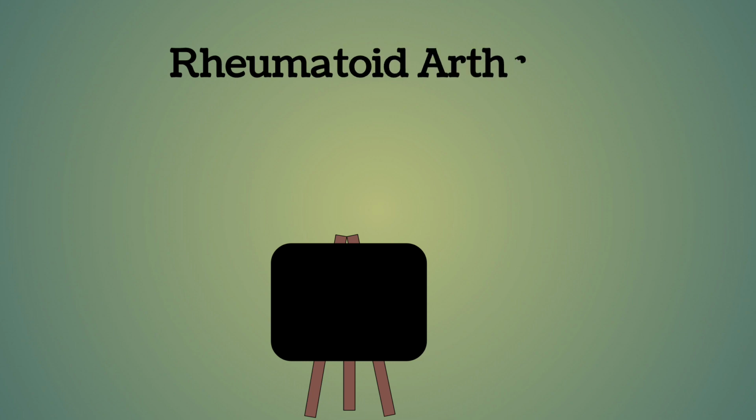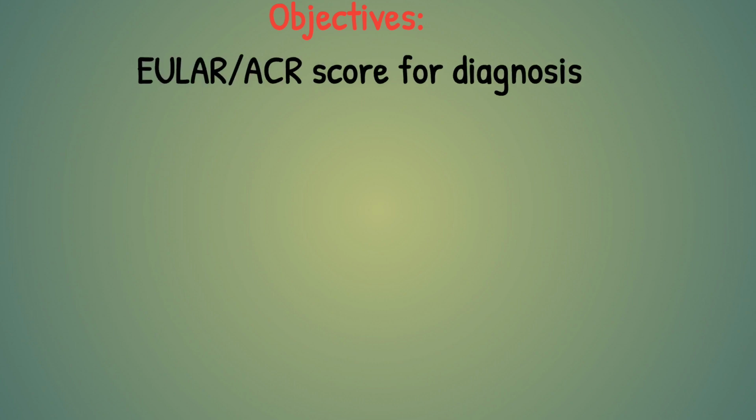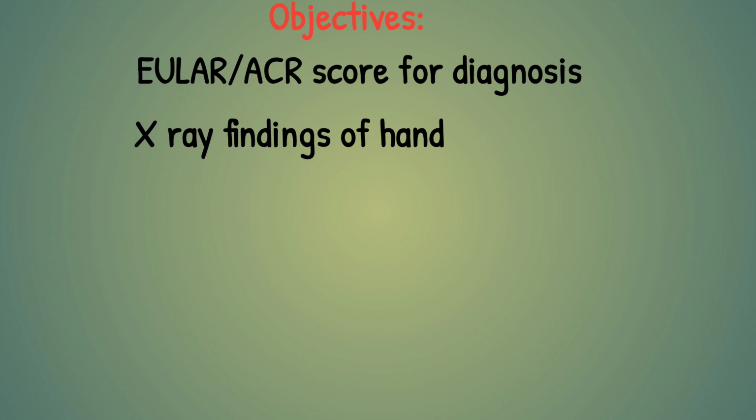The topic is rheumatoid arthritis. The objective of today's video is to discuss first the European League Against Rheumatism and American College of Rheumatology's score for diagnosis, and the X-ray finding of the hand in a rheumatoid patient.